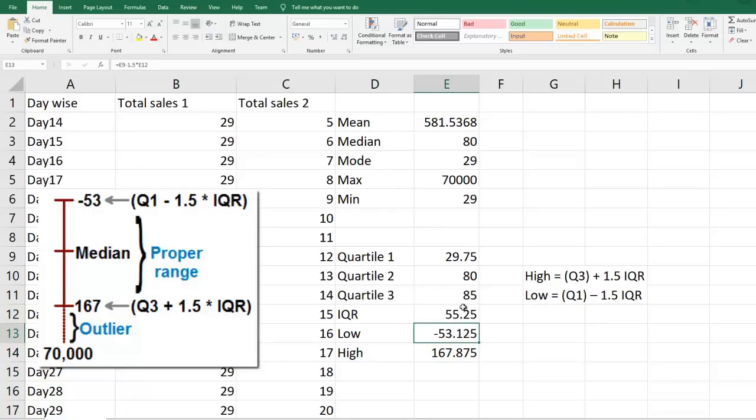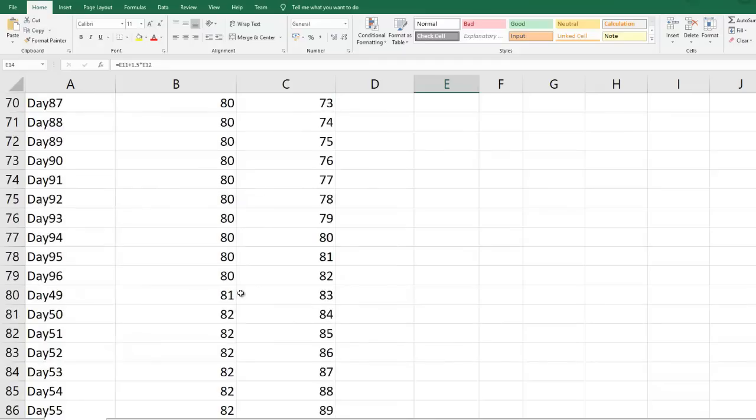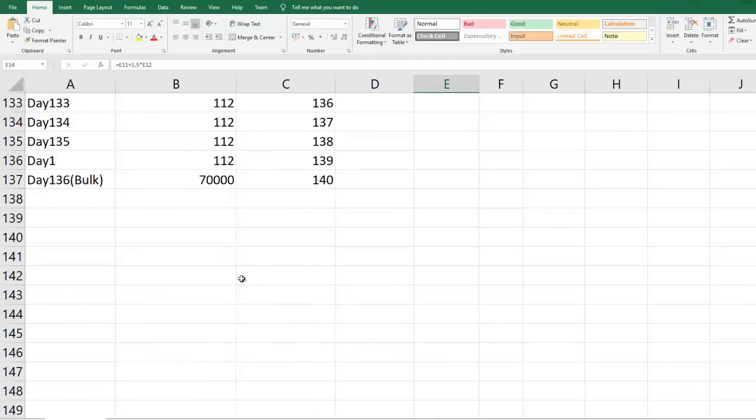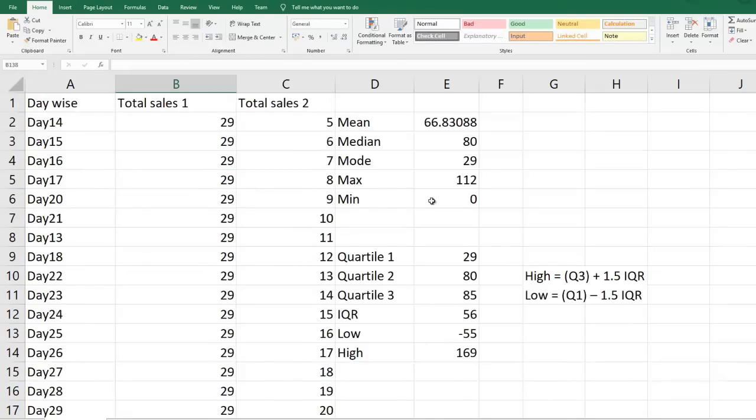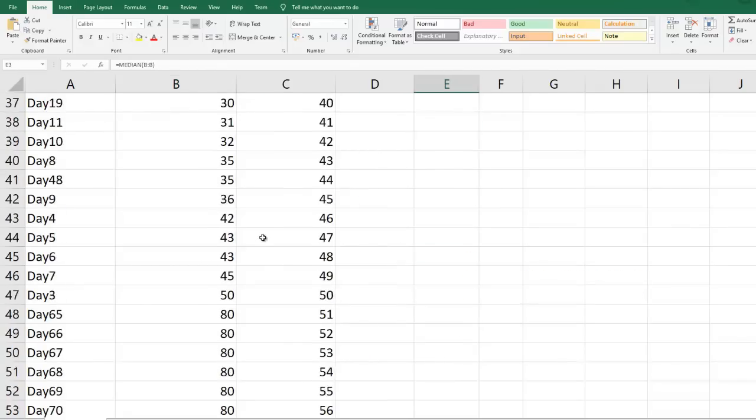So depending on the calculations, the maximum value can go to 167. If I scroll down, I can see that this value is very high, right? So what we will do is exclude this value for now. By doing so, you can see our mean and median are looking quite near each other.